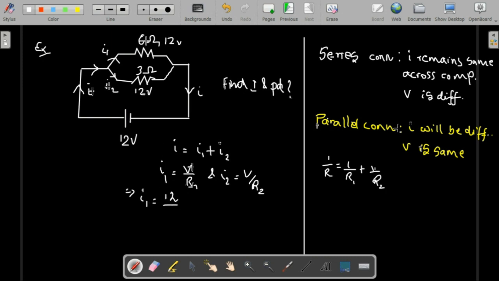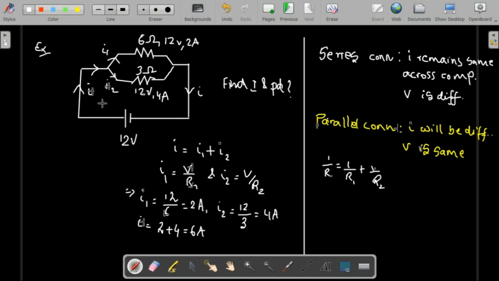I can write it as 12 divided by, let's say this is R1, 6 ohm. So this is 2 ampere current across this, and for I2 it is 12 divided by 3, which is 4 amperes. So what is my I, the total current? It is nothing but 2 plus 4, which is 6 amps. I was asked to find the current across the components: along the 6 ohm, it is 2 amperes, and along this it is 4 amperes. Obviously, with less resistance, more current will flow; with more resistance, less current will flow.